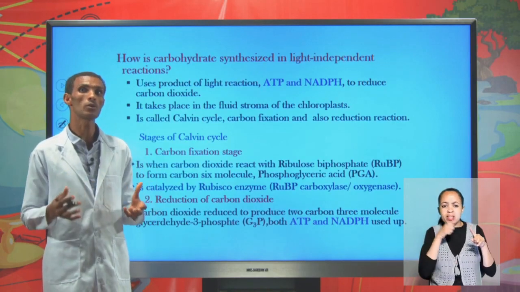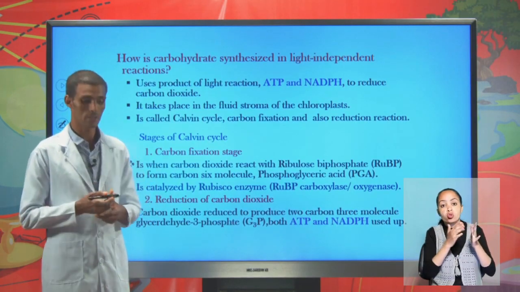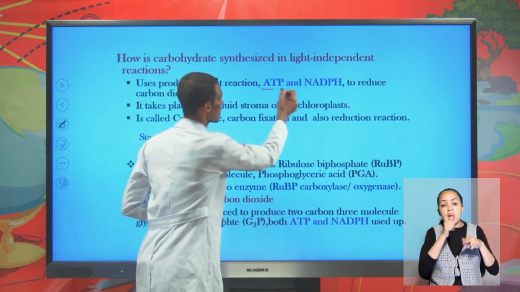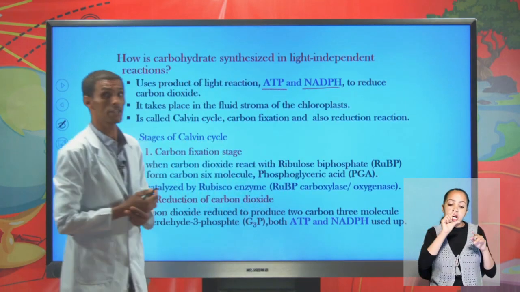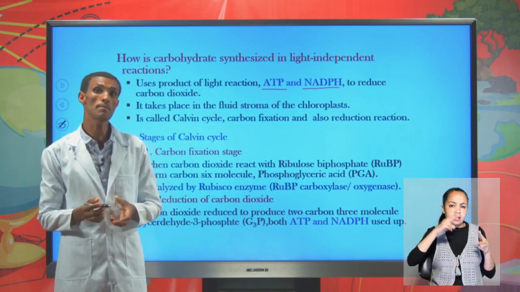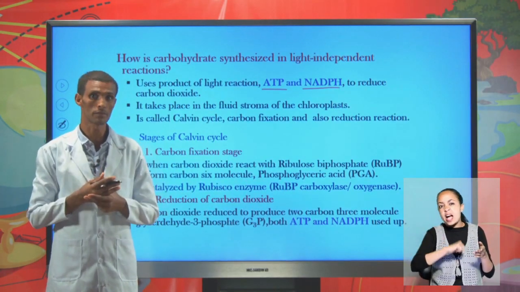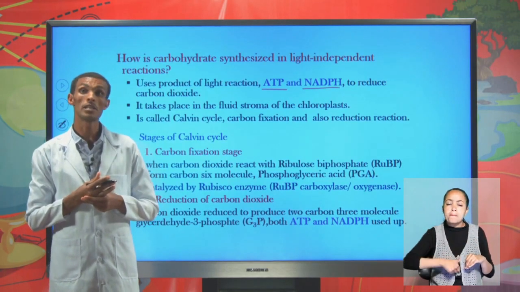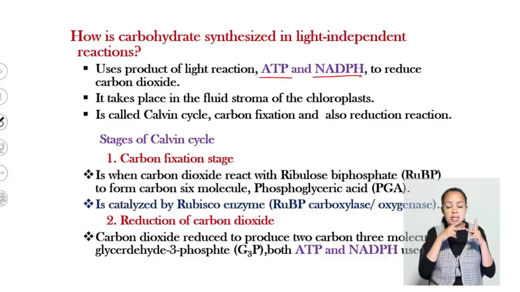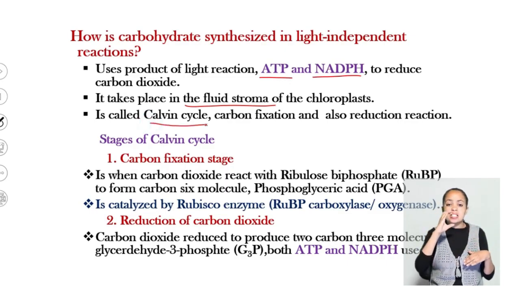But it is based on the products of the light reaction, which are ATP and the reduced NADPH molecule, which are very important in the production of glucose and other organic molecules. Mainly, this reaction takes place in the fluid stroma of chloroplasts, where many enzymes are present. This reaction is considered as the Calvin cycle, carbon fixation, and again reduction reaction.